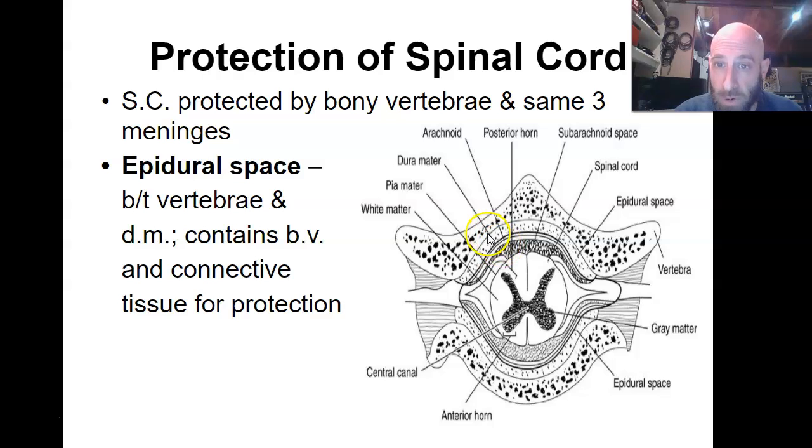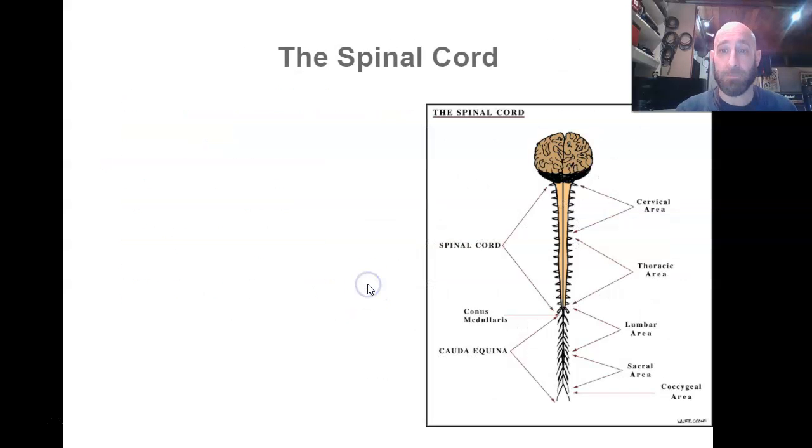In this epidural space, so this is the epidural space here, it's between the dura mater of the spinal cord and the bone of the vertebrae. So that's what this says. It's between the vertebrae and the dura mater. And what you're going to find in here is blood vessels, and there's also going to be some tissues in there for protection. But basically, that's just an open space, and they take advantage of that in order to inject an anesthetic.